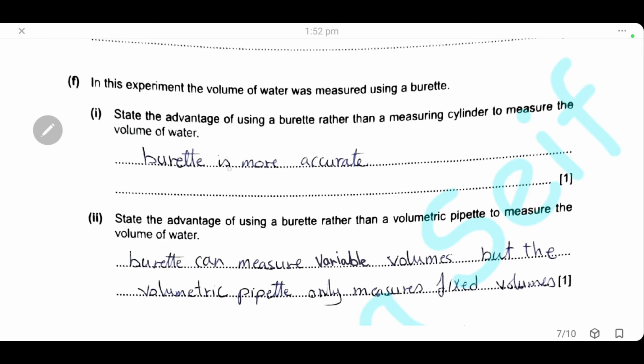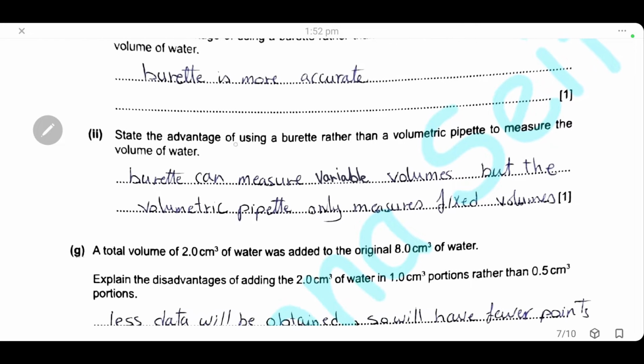Of course, we know that a pipette is more accurate than the measuring cylinder, and this is the advantage of the pipette. State the advantage of using a pipette rather than a volumetric pipette to measure the volume of water. A pipette can measure variable volumes, but the volumetric pipette can measure only one fixed volume.